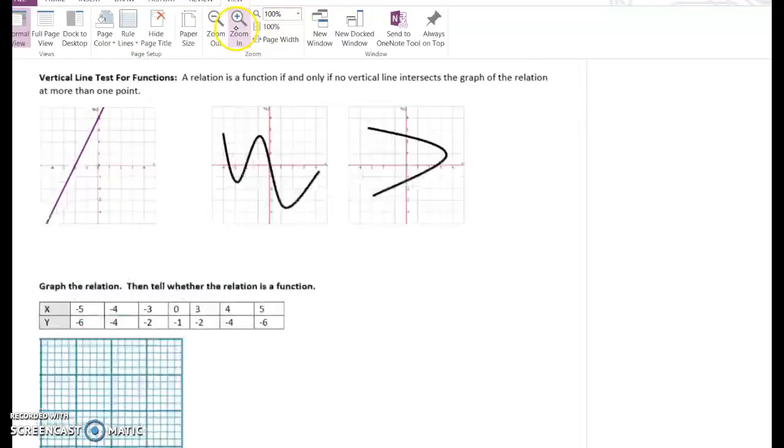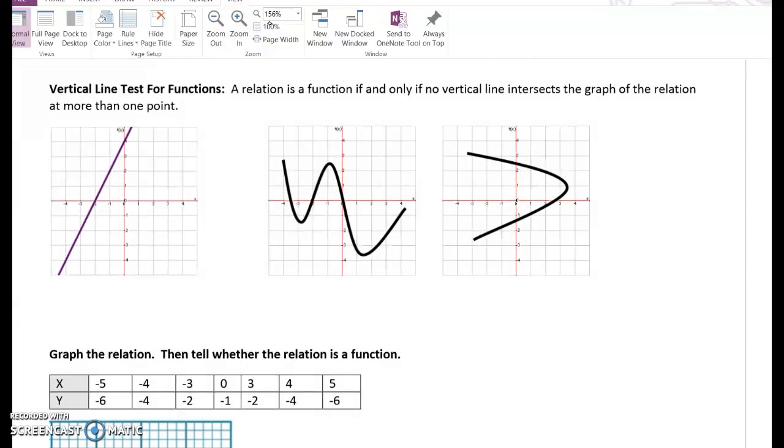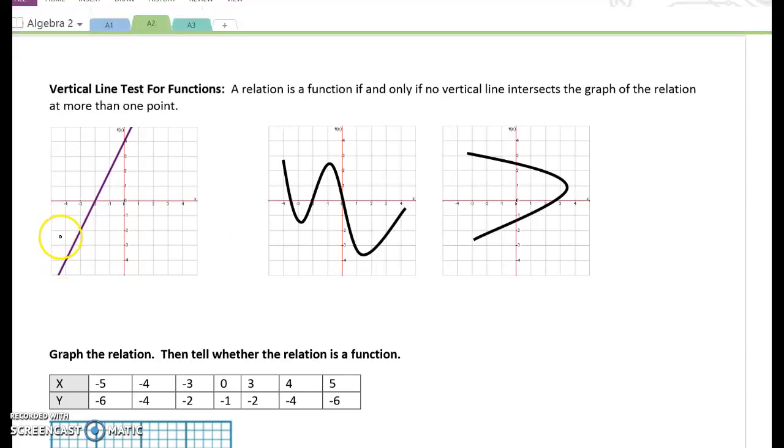A relation is a function if and only if no vertical line intersects the graph of the relation at more than one point. So if you draw a whole bunch of vertical lines through this graph, each vertical line can only touch the graph at one point.